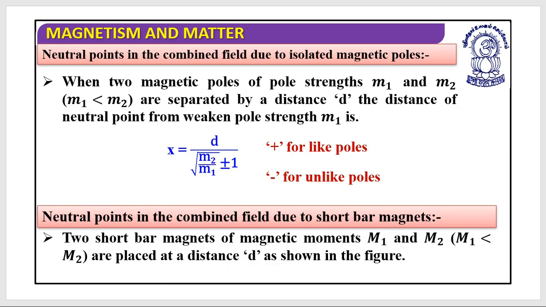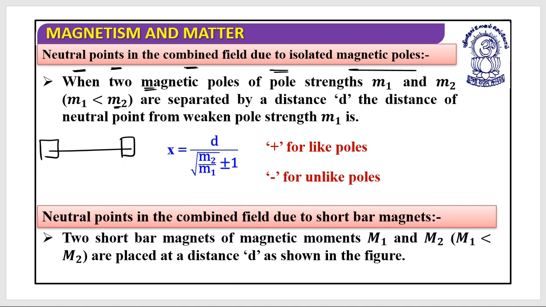Now let's find the neutral points in the combined field due to isolated magnetic poles. Let's suppose we have two poles. When I say isolated poles, that means we have two monopoles, and due to these I need to find out the null point. How will I do this? When two magnetic poles of pole strength m1 and m2, where we assume m2 is greater than m1, are separated by a distance d, the distance of the neutral point from the weaker pole of strength m1 is something like this.